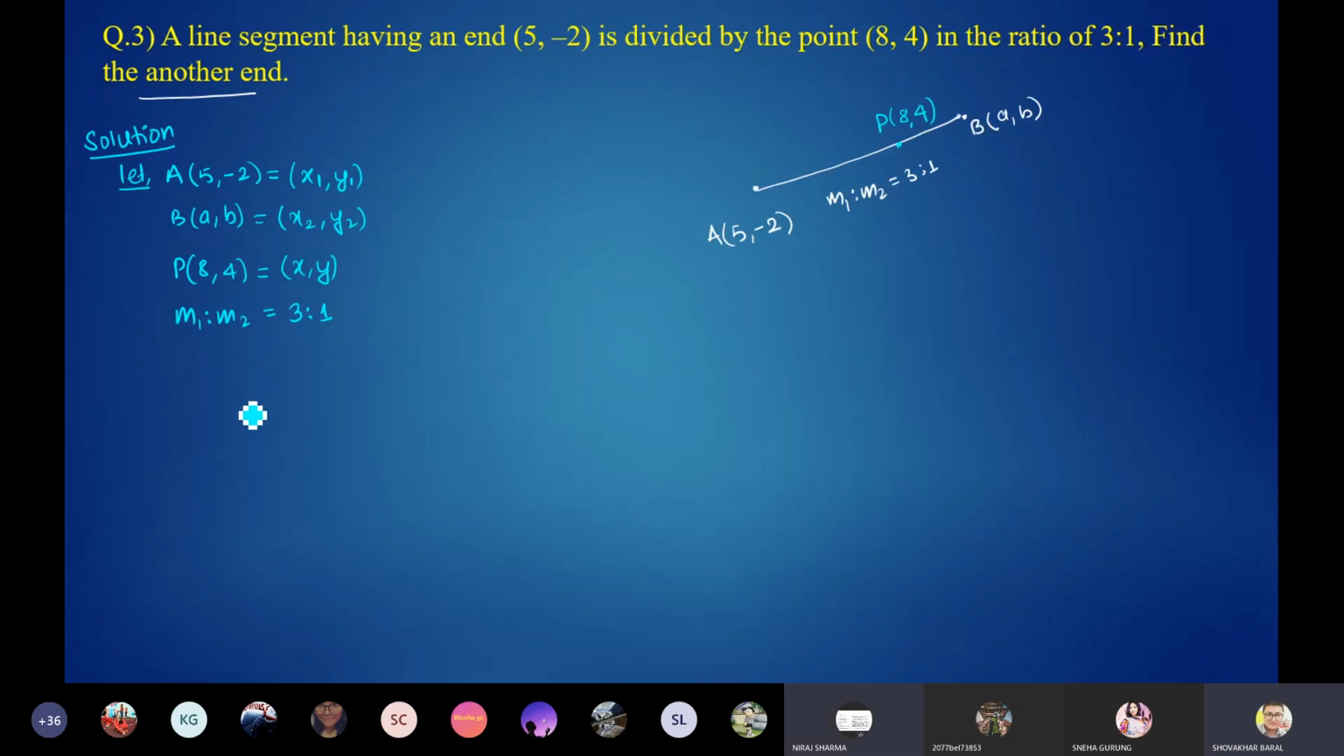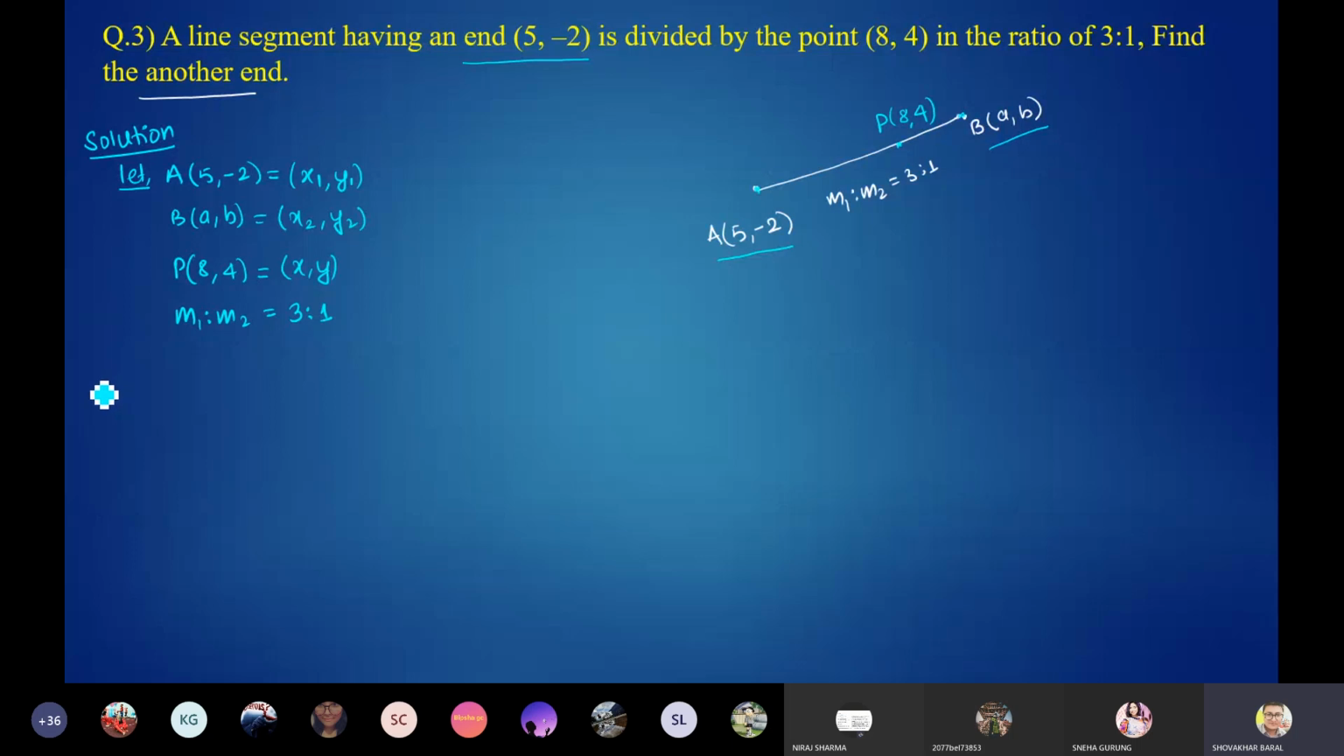सर क्वेशनमा त इन्ड भनेको छ हैन? Yes. तर इन्ड भनेपछि त पछाडी हुन्छ नि, बी तिर हुनुपर्ने हैन? 5 comma minus 2. See here. End भनेको हैन. यो लाइन सेगमेन्टको एउटा एन्ड भयो, यो लाइन सेगमेन्टको अर्को एन्ड भयो. There are two ends in a line segment. One end is given, another end is asked. Do you understand it? Yes sir. Two ends are there.